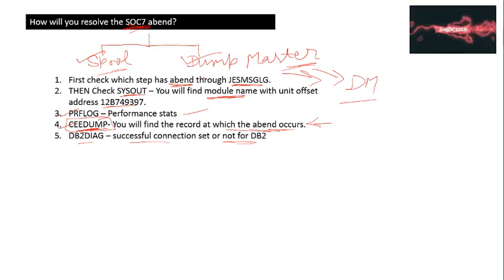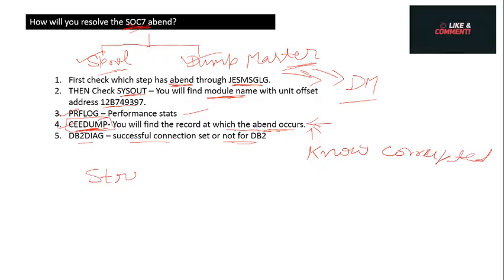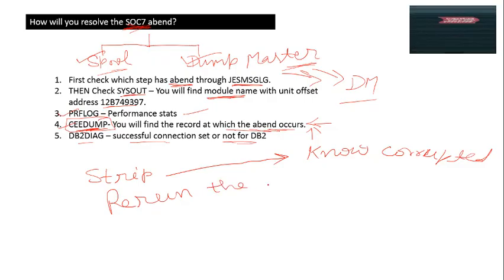So accordingly, you know the corrupted record here. So you need to strip that record. Strip that record. Okay, then rerun the job and it will complete successfully.